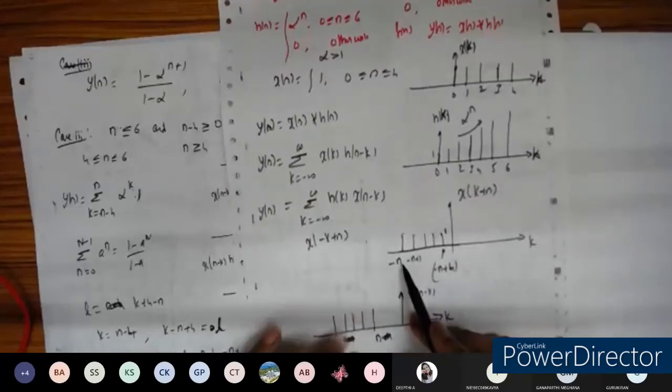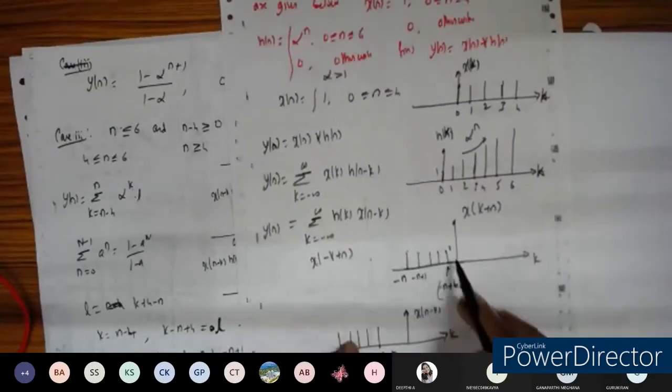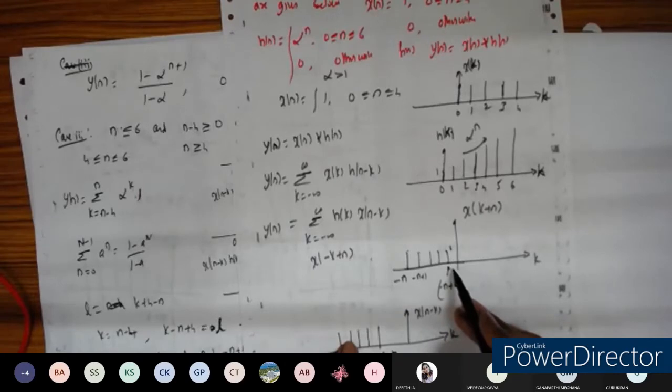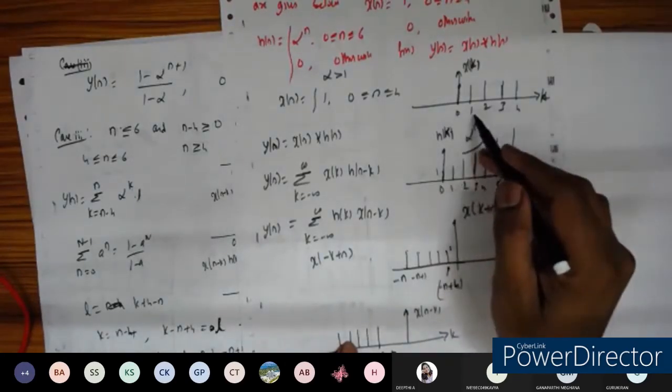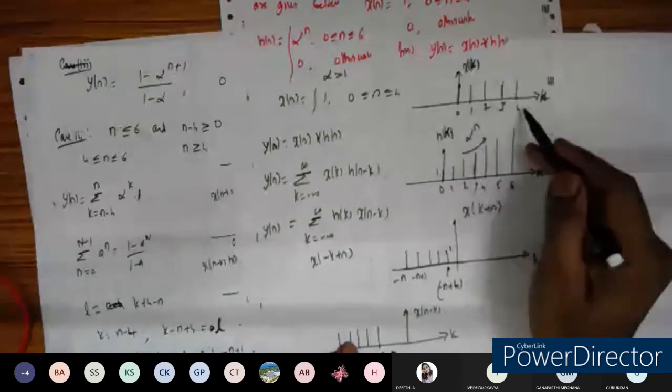Side by n elements, it will be shifted here. And the last element will be minus n plus 4, because we are adding minus n to all the elements. So minus n minus plus 1, minus n plus 2, it will become minus n plus 4.